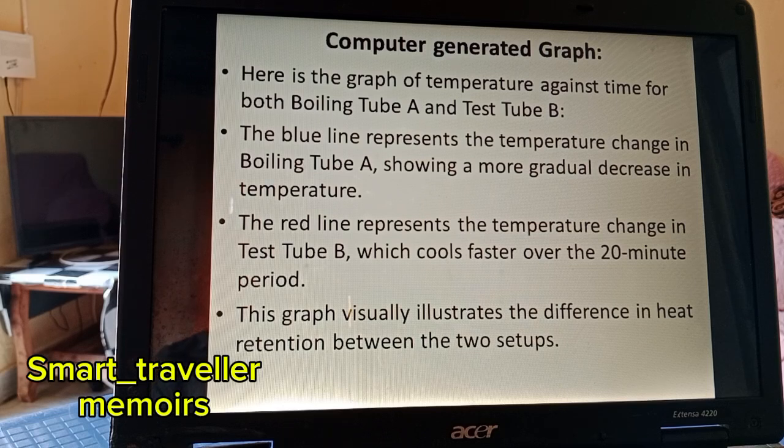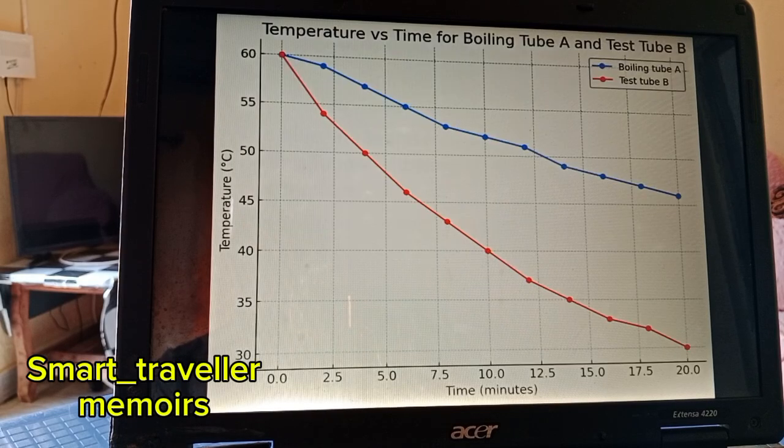The graph illustrates the difference in heat retention between the two setups. So there you are. That is the computer generated one. Remember, the other one was drawn by hand by the examiner. Temperature versus time for boiling tube A and test tube B.